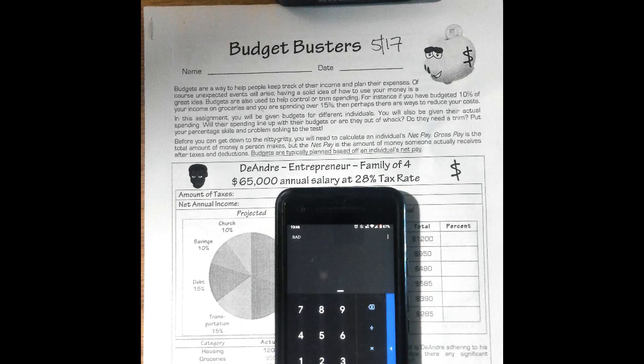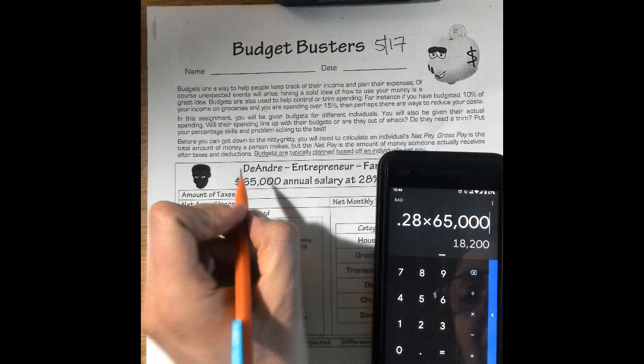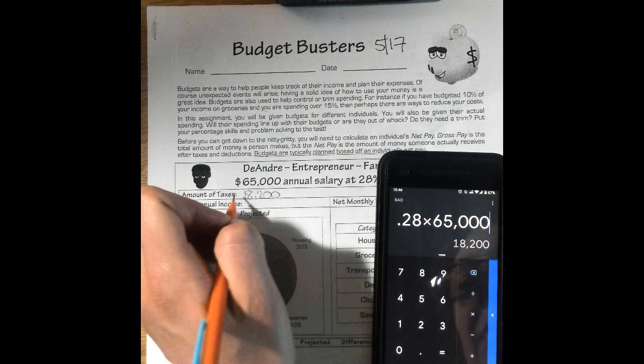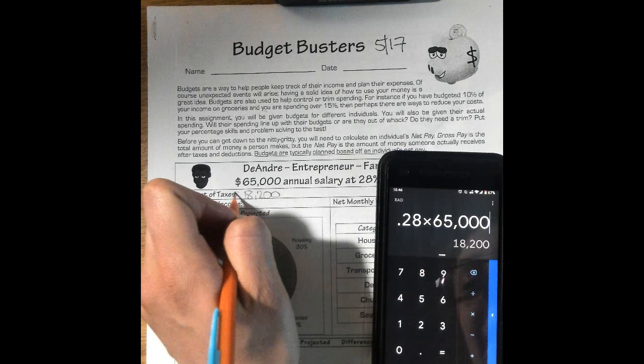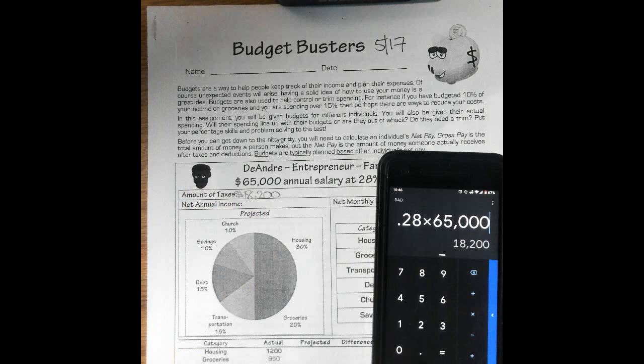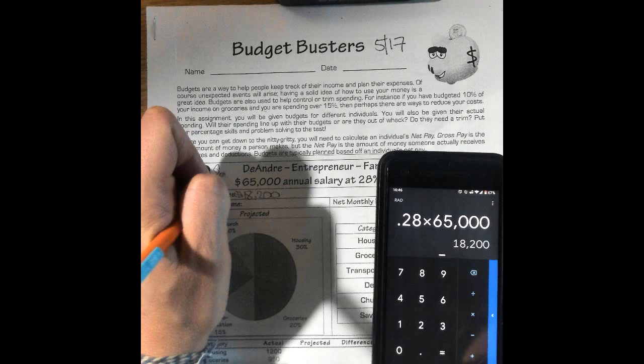So to figure out the tax rate of 28%, I'm going to do 0.28 times 65,000. And that means it's going to be 18,200. So that is the amount of taxes being taken out of DeAndre's yearly salary. The net annual income is what he gets after taxes. So before taxes, it's called gross. After taxes, it's called net.